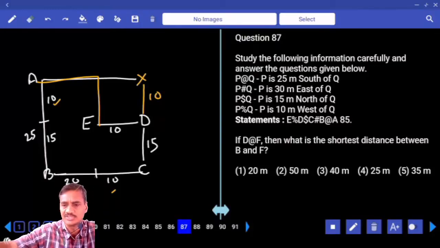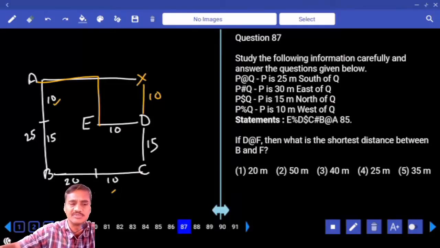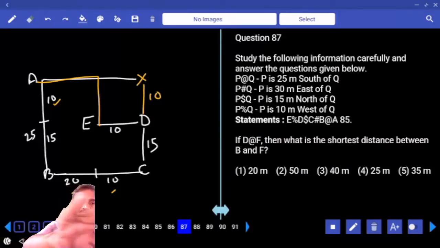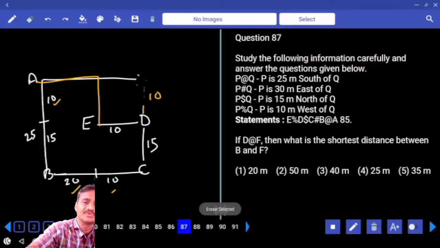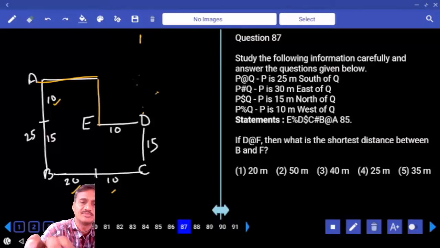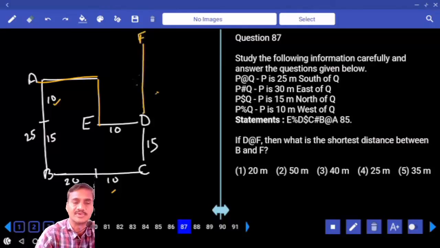What is the shortest distance between B and F? D at the rate of means south. Now if D is to the south of F, then what is the shortest distance between B and F? Tell me where can we have this D? D at the rate of F, D is to the south and the distance is 25 meters. F will be somewhere here, 25 meters up to here, this is 10 and this would be 15.